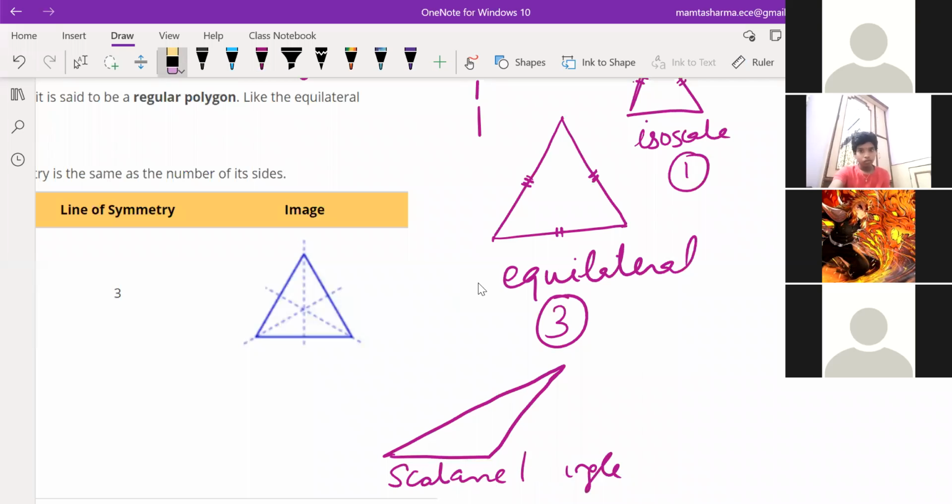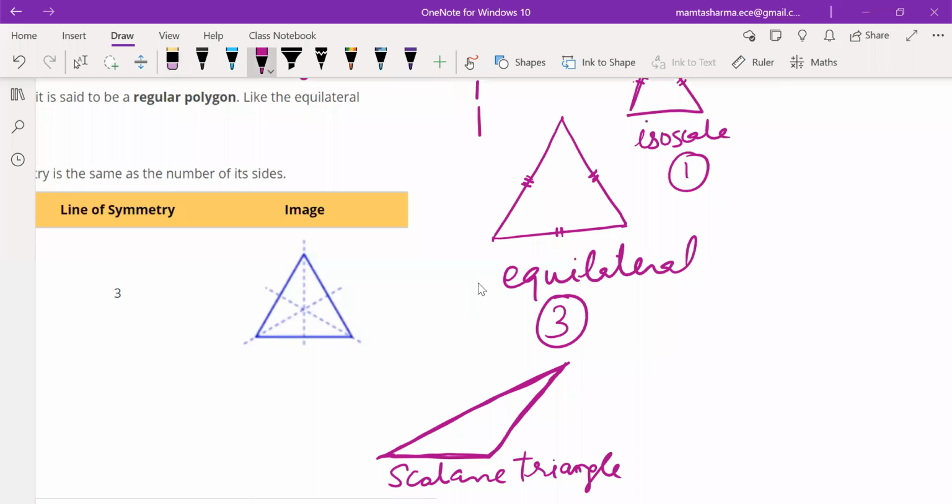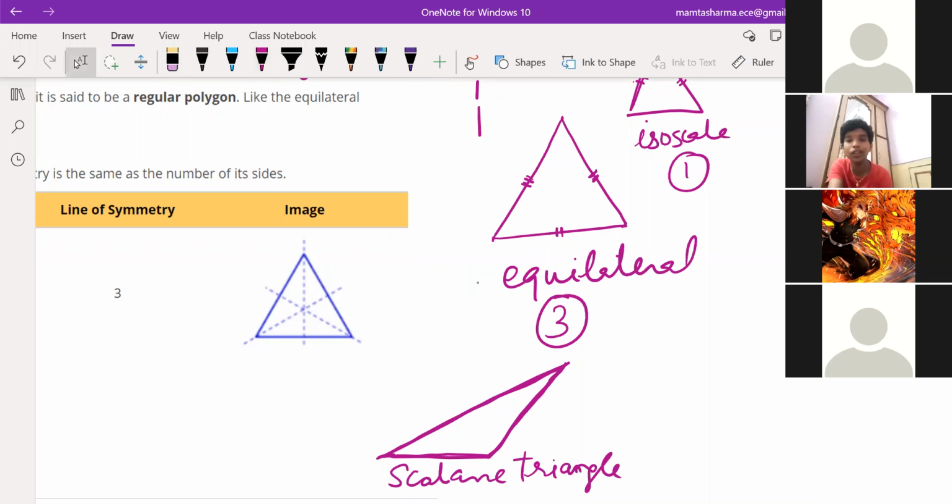Ma'am, can you write the angles so you can tell properly? Like angles A, B, C are different. All angles are different. All sides are different. So how would you divide this scalene triangle into two equal half parts? How many lines of symmetry would exist? Ma'am, I think one. No, ma'am, I think 0. Yes, correct. So there would be 0 lines of symmetry to divide this scalene triangle into two equal halves.